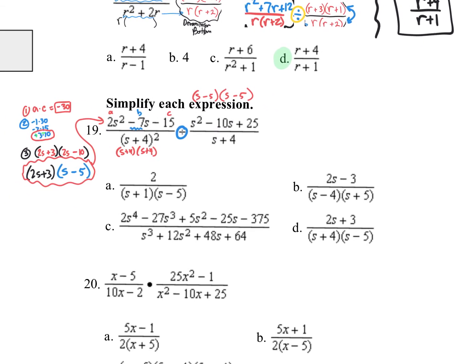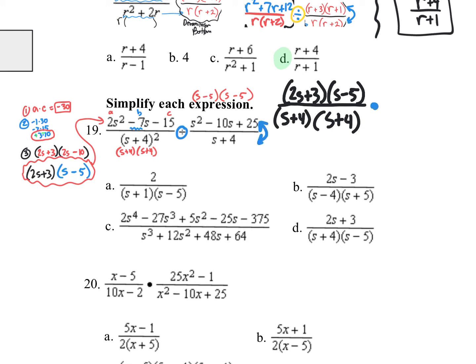Okay, so before we start flipping any fractions, let's rewrite the first fraction. All right, the first fraction is going to be 2s plus 3 times s minus 5 over s plus 4 times s plus 4. And now we're going to put multiplication instead of division, and we're going to flip this second fraction.